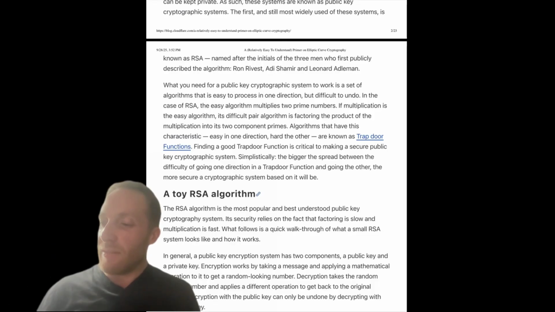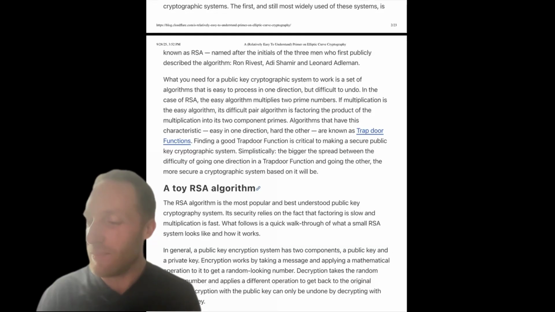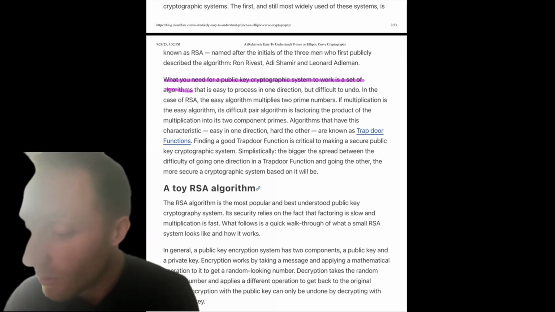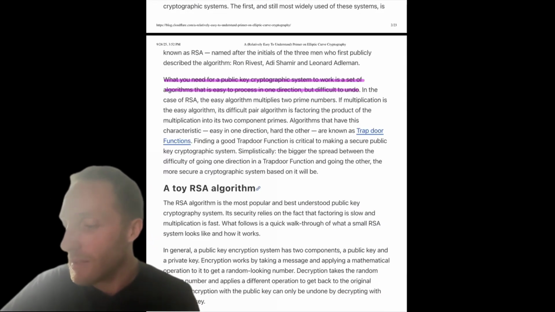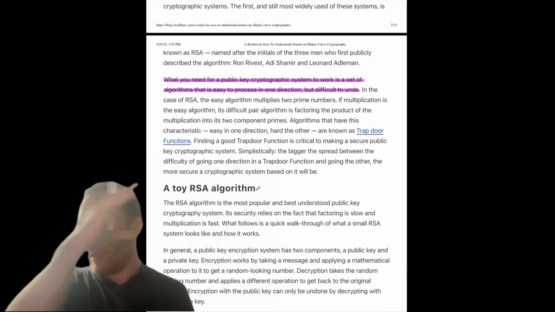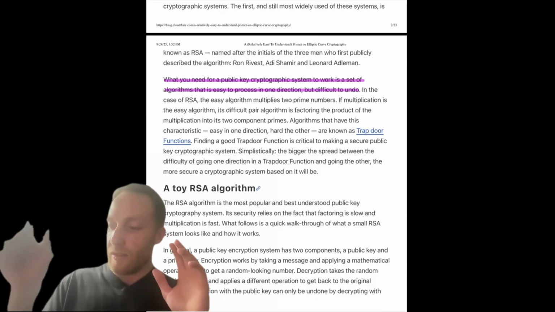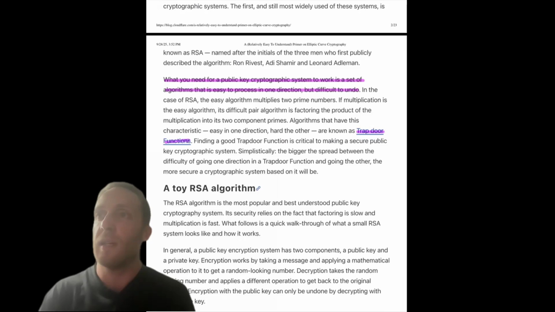That's something I want to dive into a little bit more and pause and ponder about: the philosophy behind why crypto works, especially the public key or asymmetric key. And it's this sentence right here. What you need for a public key cryptographic system to work is a set of algorithms that is easy to process in one direction, but difficult to do in the other direction. And these kinds of functions, called one-way functions, or here he calls them trapdoor functions, are the key to unlocking all of this.